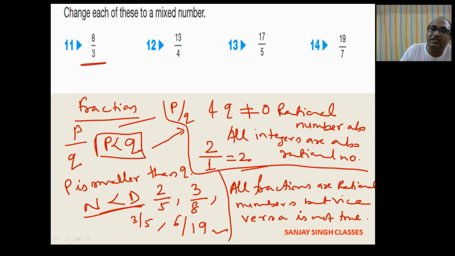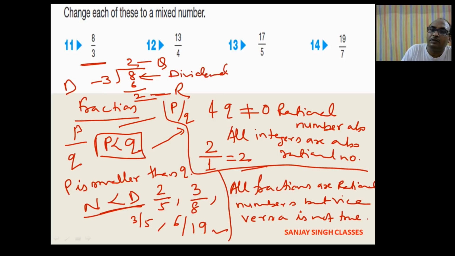So what is a mixed number here? If I show you with the help of the long division method, 8 is being divided by 3. So 3 twos are 6, and we are having 2 as remainder, 2 as quotient, 3 is the divisor, and 8 is the dividend.